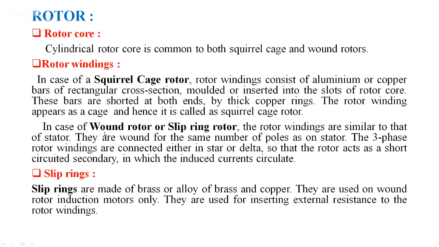In case of wound rotor or slip ring rotor, the rotor windings are similar to that of the stator. They are wound for the same number of poles as on the stator. The three-phase rotor windings are connected either in star or delta, so that the rotor acts as a short-circuited secondary in which induced currents circulate.